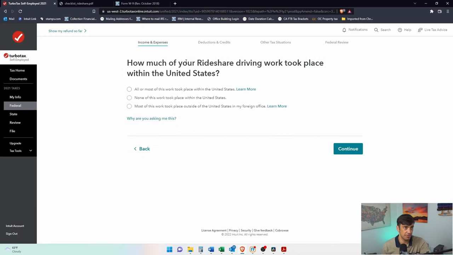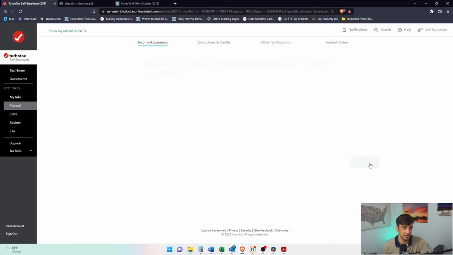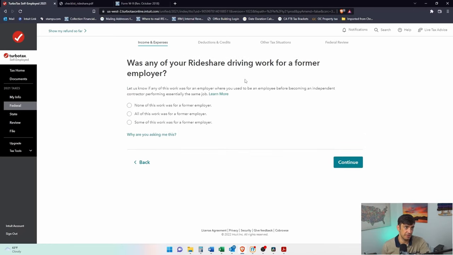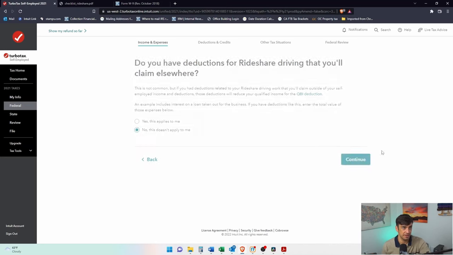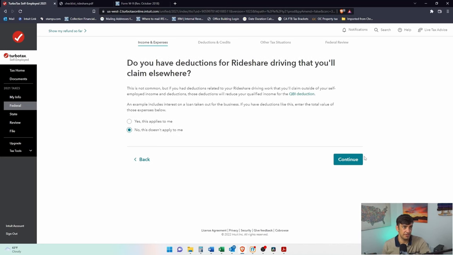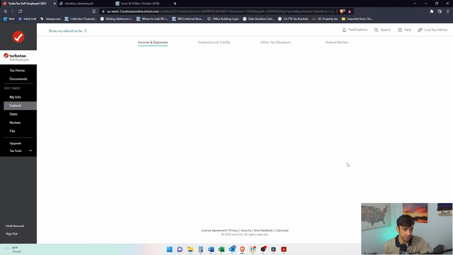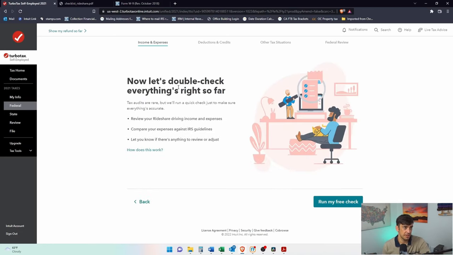Continue. How much of the renter took place in all of this? This is all in the United States. We didn't drive Uber elsewhere. Was any of the ride-sharing driving for a former employer? No, this is for myself. Do you have deductions for ride-sharing driving that you'll claim elsewhere? Nope. This is all just for the business.